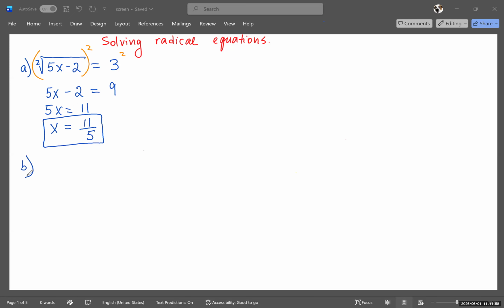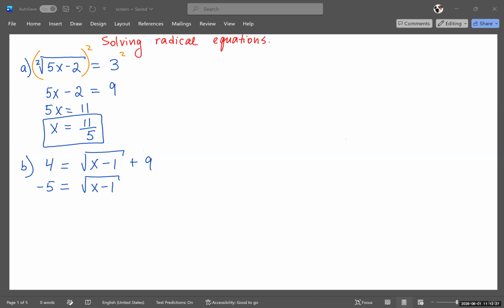Let's try to complicate things just a little bit. What if we have 4 equals the square root of x minus 1, plus 9? On this one, you cannot square both sides until you isolate the radical on one side. So the first thing we have to do is subtract 9 from both sides. 4 minus 9, that's negative 5, equals the square root of x minus 1.